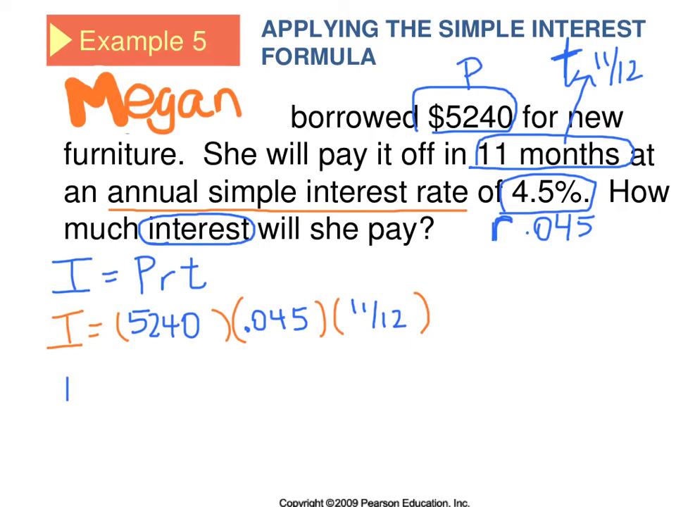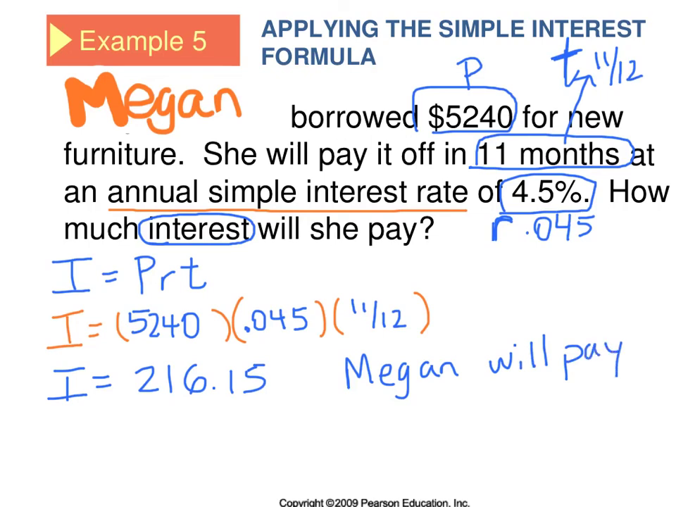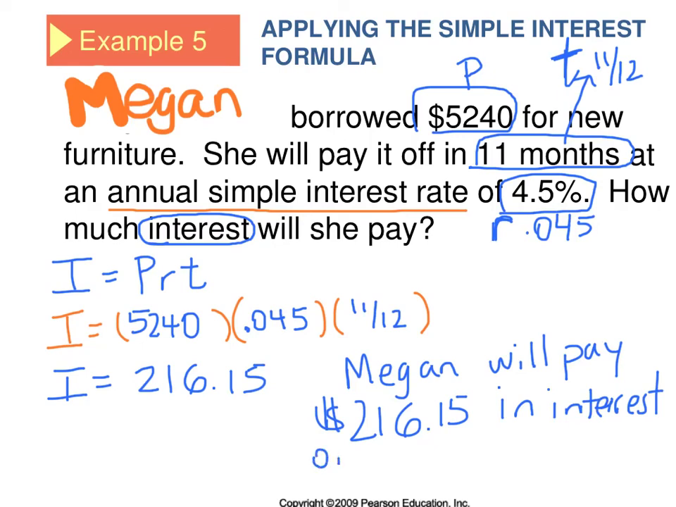Once I do that, I should get I equals 216.15. So I would write my final answer as: Megan will pay $216.15 in interest on her purchase.